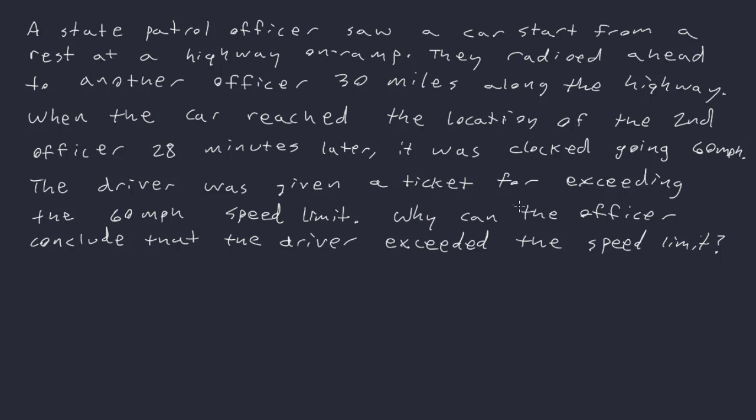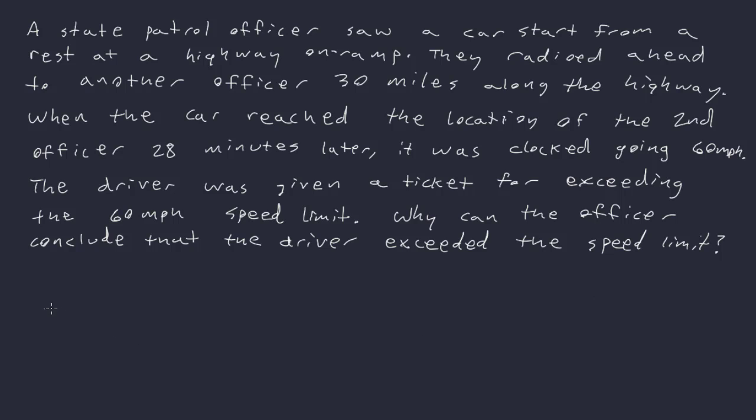The driver was given a ticket for exceeding the 60 mile per hour speed limit. Why can the officer conclude that the driver exceeded the speed limit? That may seem kind of crazy, right? Because he or she wasn't speeding when they got on the highway, and they were only clocked going 60 miles an hour, so they were going the speed limit. And it has to do with the mean value theorem.